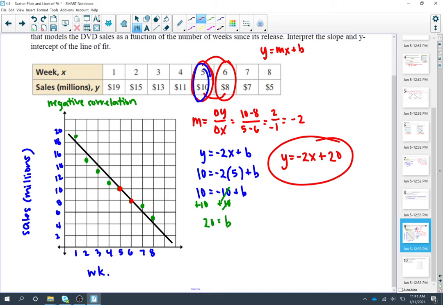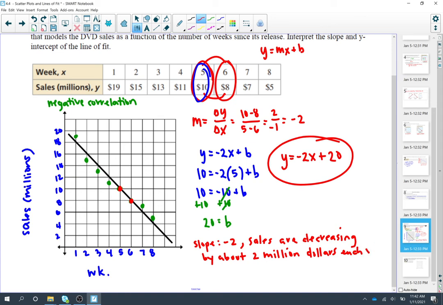Now, if you look at that, plus 20, that's your y-intercept, doesn't it look like that might go through 20? So, interpret the slope and the y-intercept of the line of best fit. The slope we know is negative 2, and we have to interpret that. That tells us that sales are, first of all, decreasing because it's a negative, by about $2 million each week.